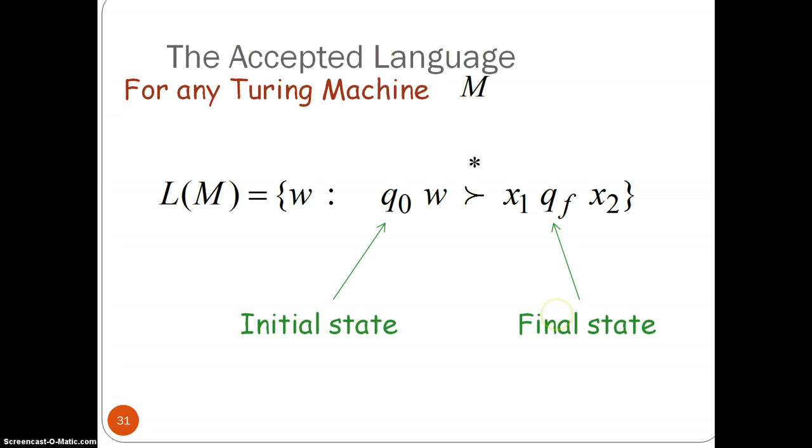Now the accepted language. Any string gets accepted by a Turing machine when we start at the initial state. Like we have initial state Q0, we are reading the string W, and after reading the string W, if our state changes to the final state, it means that the machine halts, and the machine halting at the final state means our string gets accepted. Whatever the symbols on the left or on the right, if we move from the initial state to the final state, the string W that we are reading on our tape gets accepted.